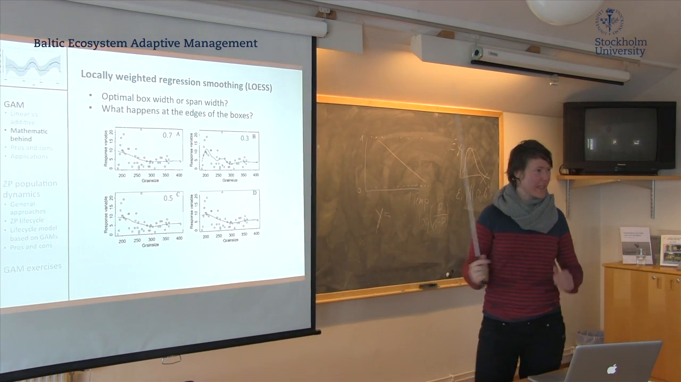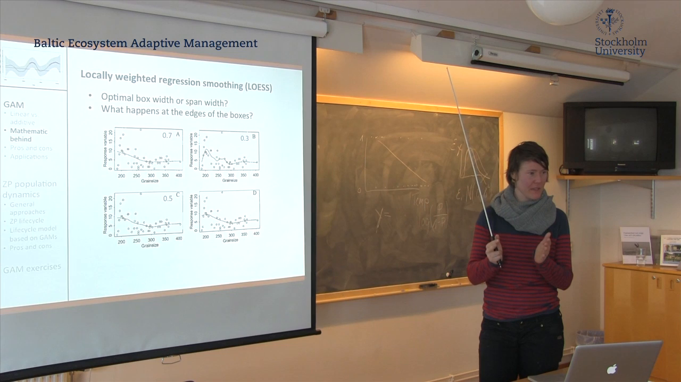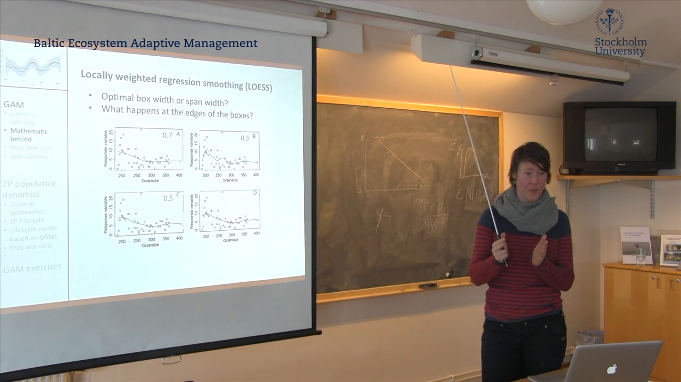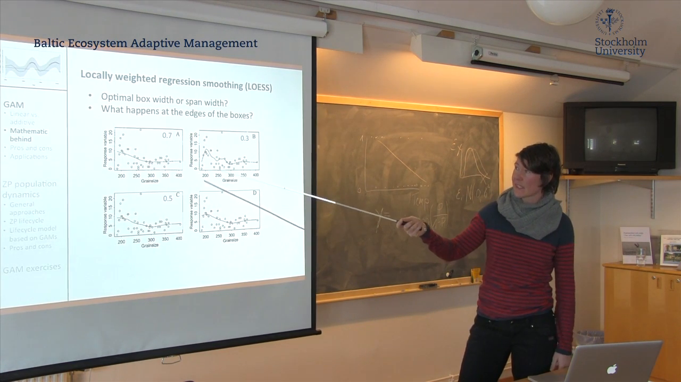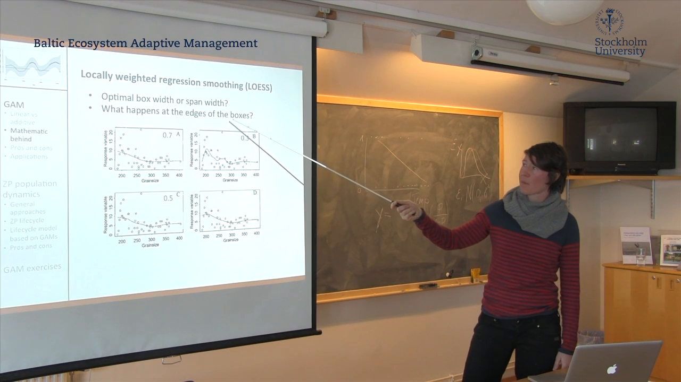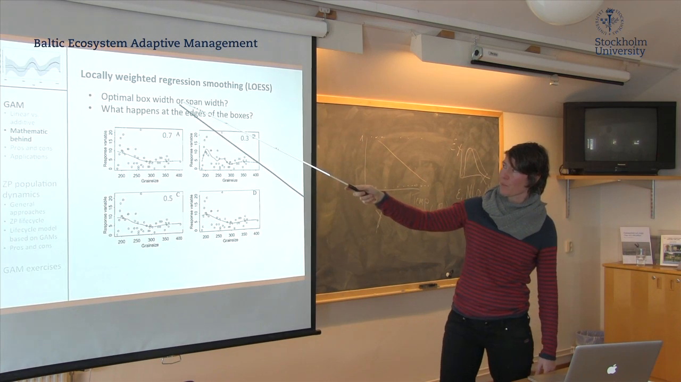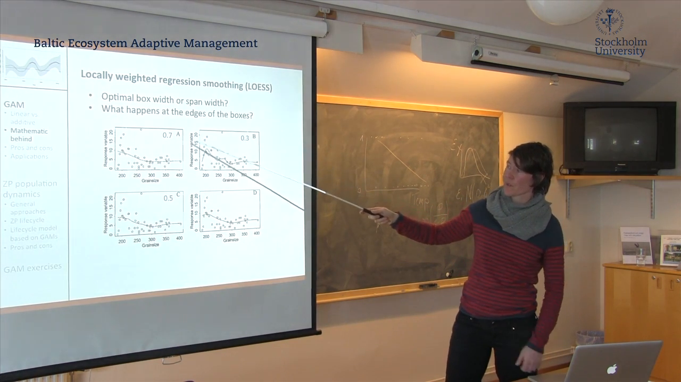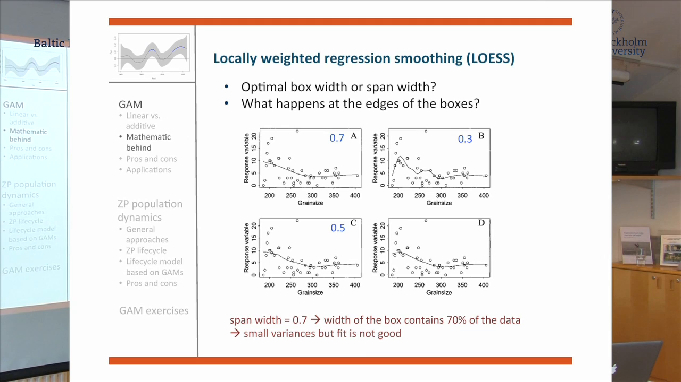But the question is also, again, how big should this box be? It depends really on how big the box is how your line will look like at the end. And another thing is also what happens at the edges of those boxes. Thinking about this box width, or span width, as it's also called: a span width of 0.7 means 70% of your data points are within that box.